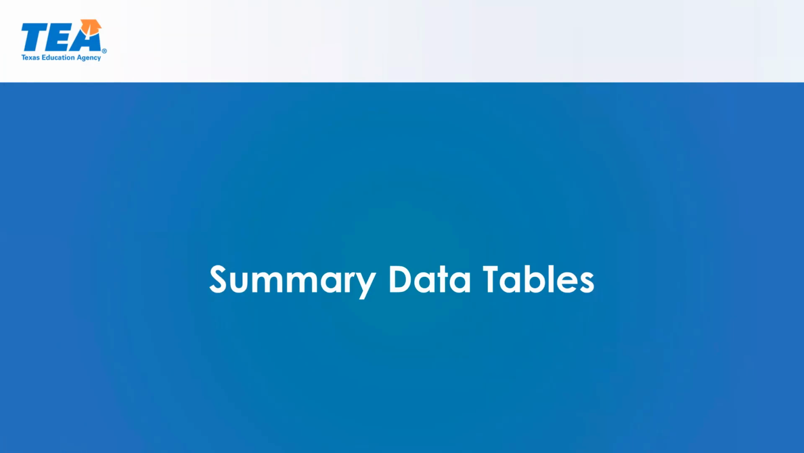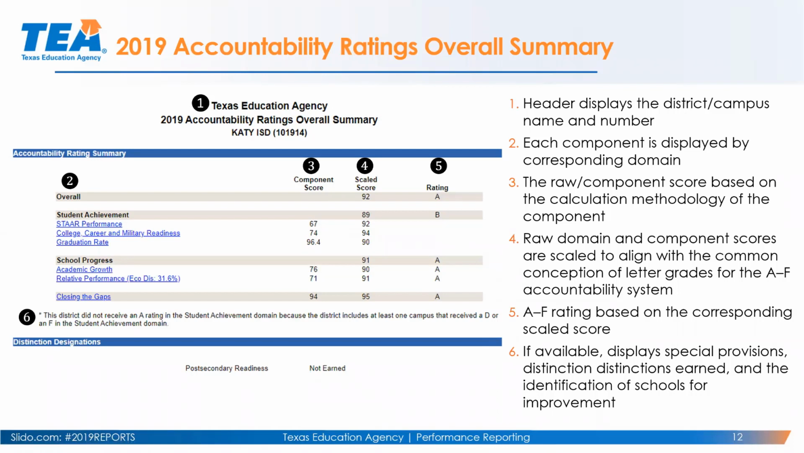So let's go through each of the possible data tables for 2019. First, I'm going to focus on the summary data tables. You can follow along with me by looking at Katy ISD's data tables, or you can go to the website right now and pull up your own district or campus and follow along as we review these data tables. This was the first data table that you can download in the Accountability Rating System webpage.